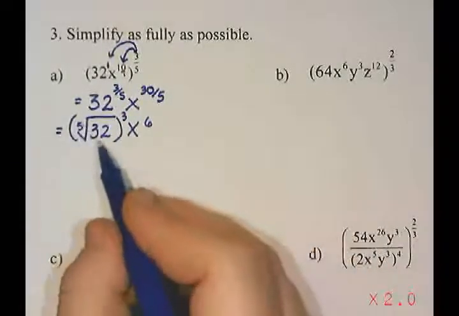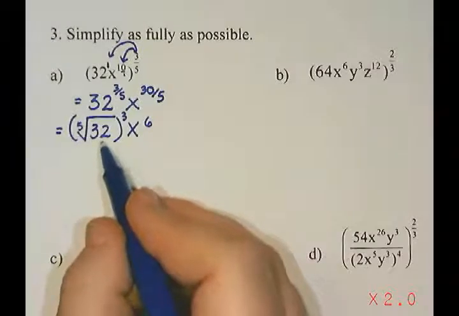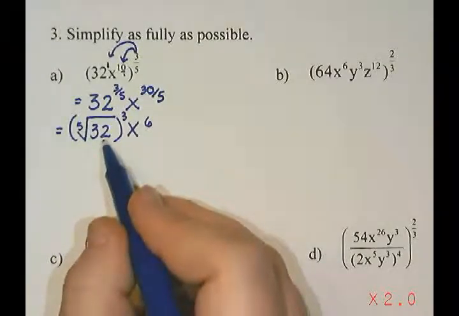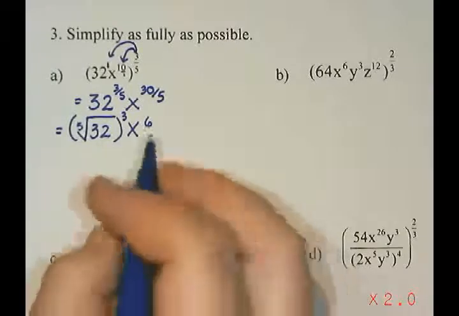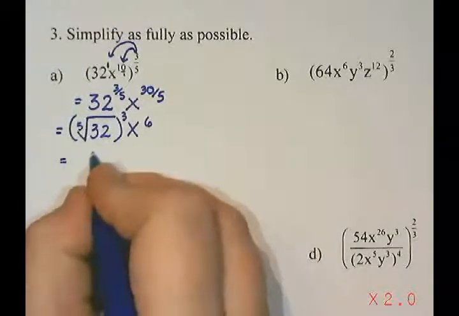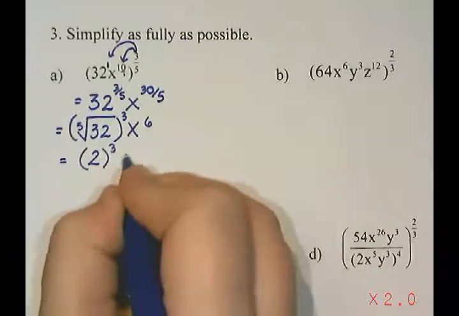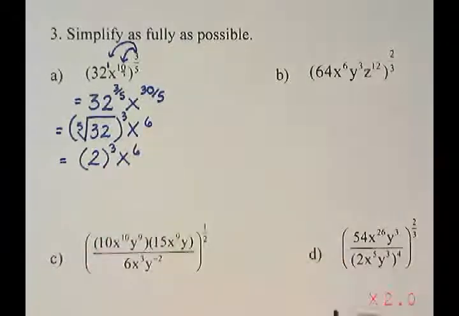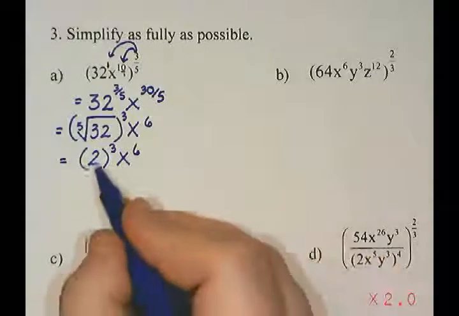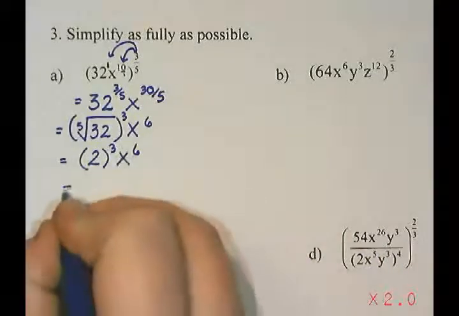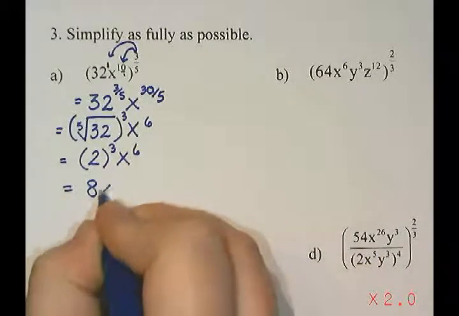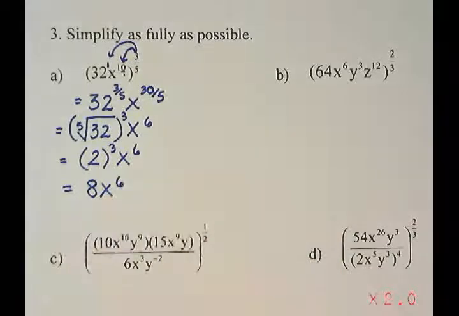Now, the 5th root of 32, what number to the power of 5 gives me 32? If I look at my sheet, I see that it's 2 to the 5. So that's going to be 2 to the power of 3 times x to the power of 6. And 2 to the power of 3 is just 8. So my answer is 8x to the power of 6.